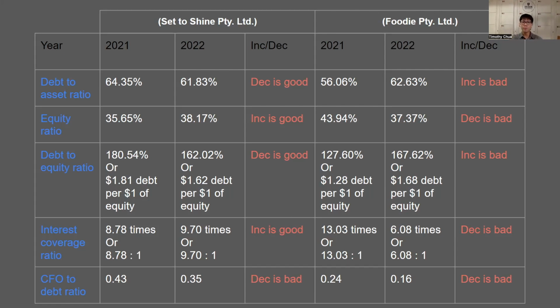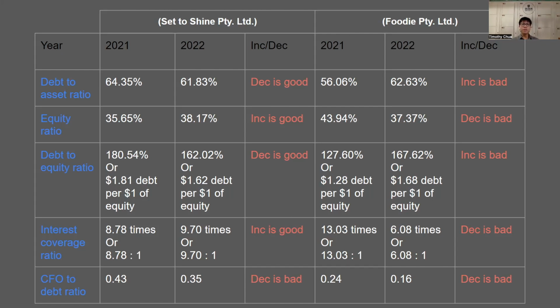However, it's worth noting that both companies have relatively high interest coverage ratios, indicating that they have sufficient earnings to cover their interest expenses. Set to Shine's ratio did increase from 2021 to 2022, but it remains high. In contrast, Foodie's interest coverage ratio decreased drastically, which may signify underlying issues with the company.